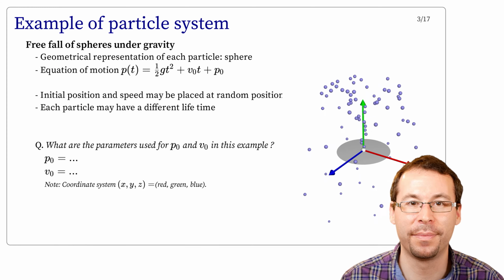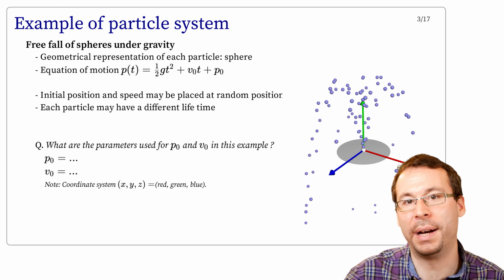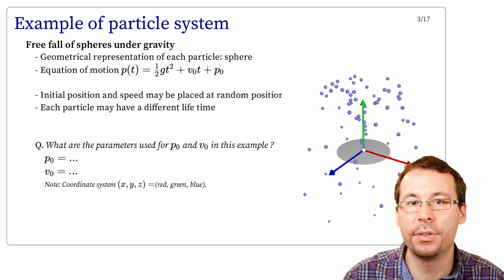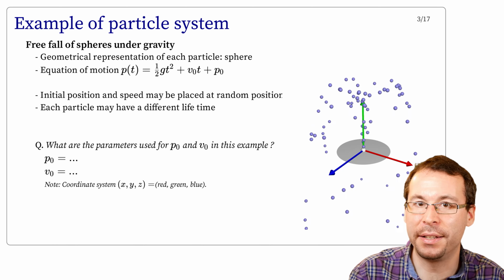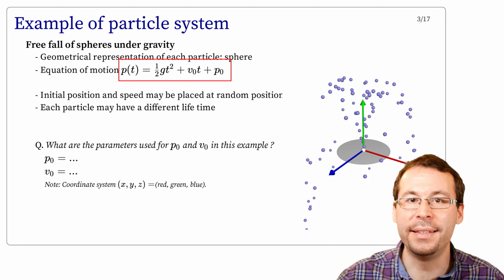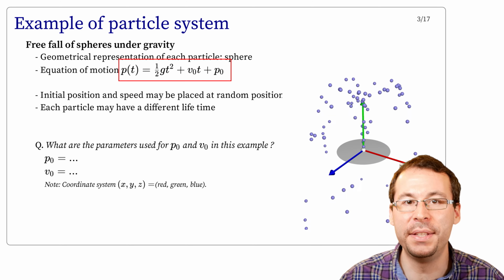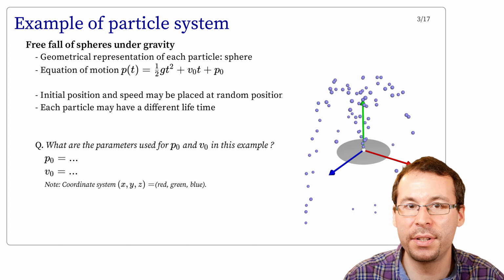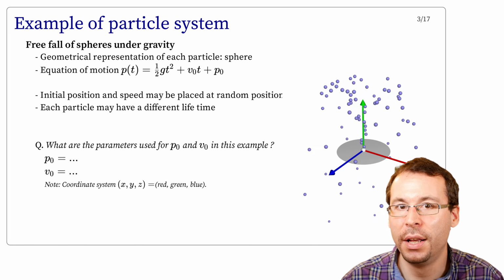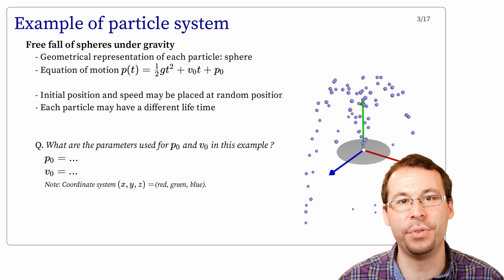And here is a basic example of a particle system, where the particles, displayed as spheres, follow a free fall under gravity. In this case, the geometric representation of each particle is a sphere, and the equation of motion is given by the parabola p(t) = 0.5 g t^2 + v0 t + p0, where g is the gravity constant, v0 is the initial velocity, and p0 is the initial position. We assume that a given particle is created at time t = 0.